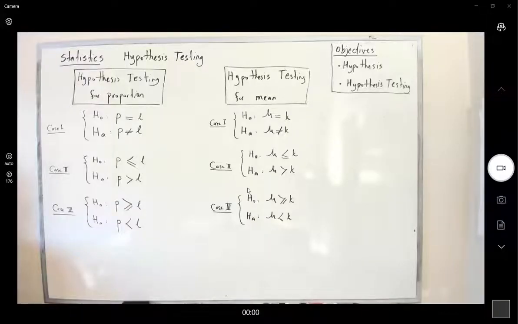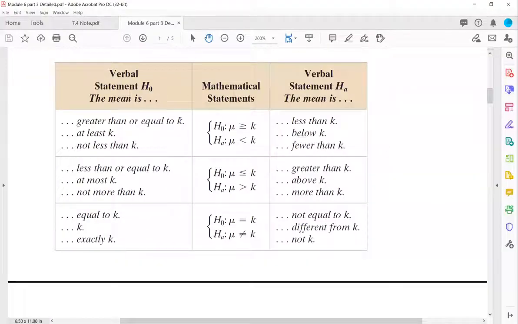In our note, we have a very nice table representing the verbal statement and the mathematical statement, both for null hypothesis and alternative hypothesis. Again, when we read an example or a question, you might have information about only the null hypothesis, or only information about the alternative hypothesis given in that example or in the question. Our job is to identify those keywords and then write down our null or alternative hypothesis.